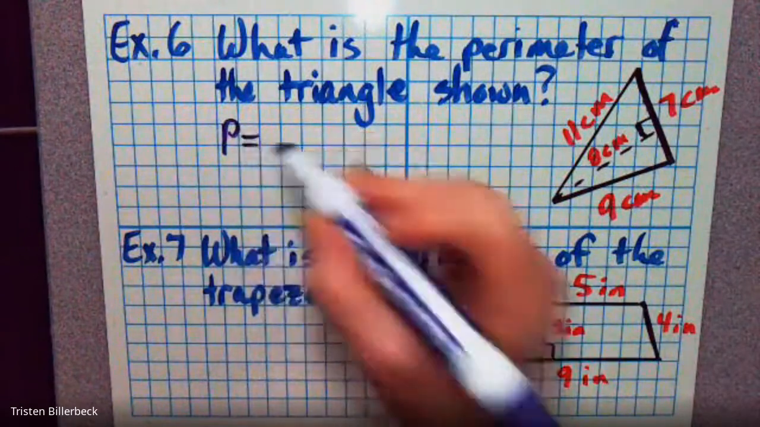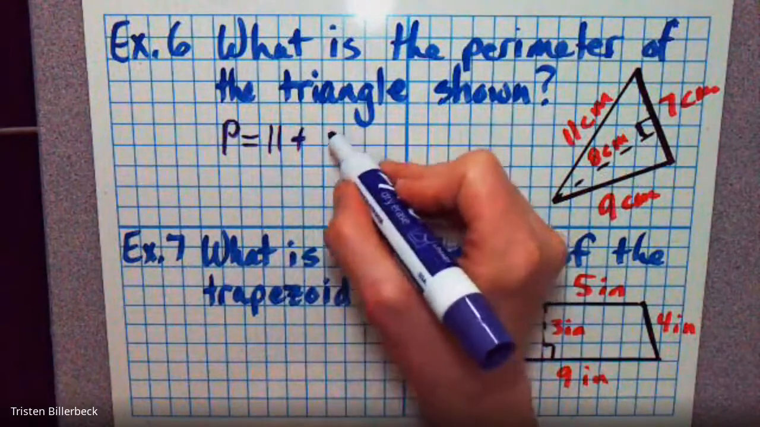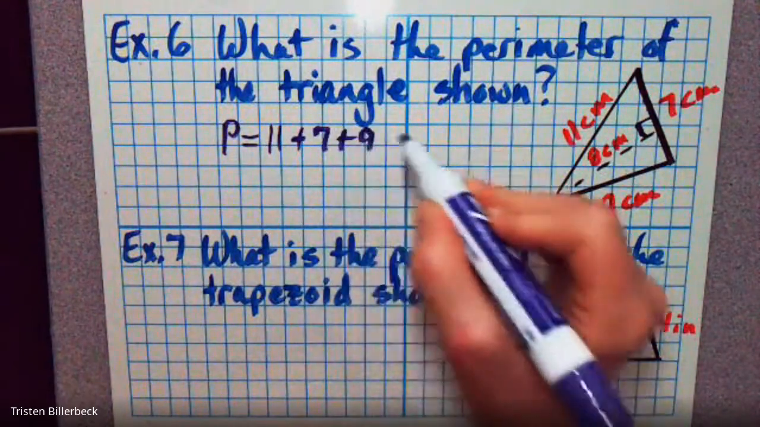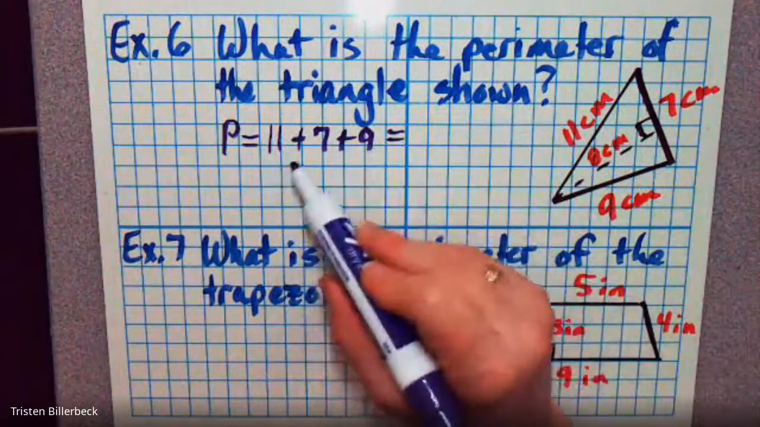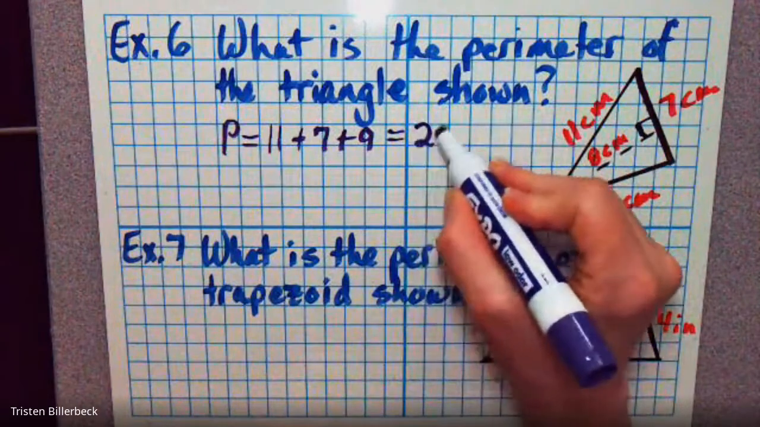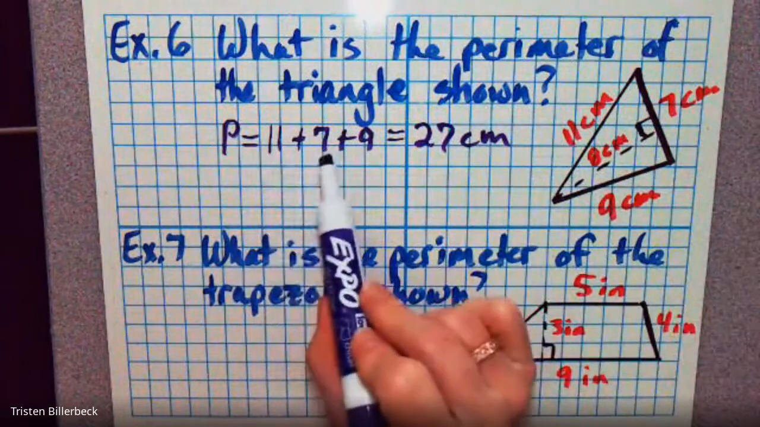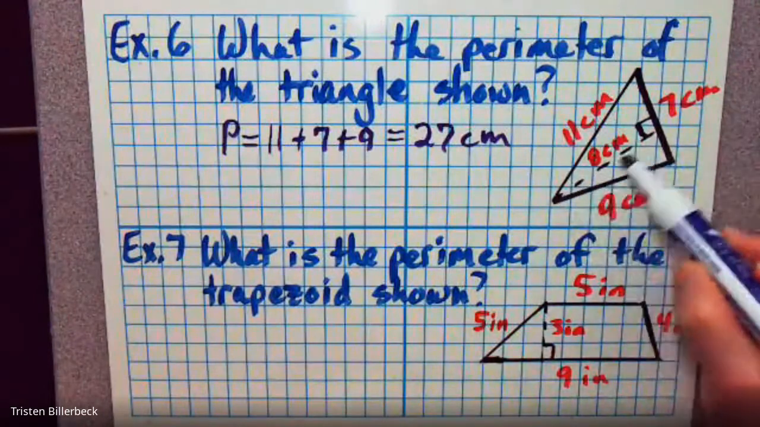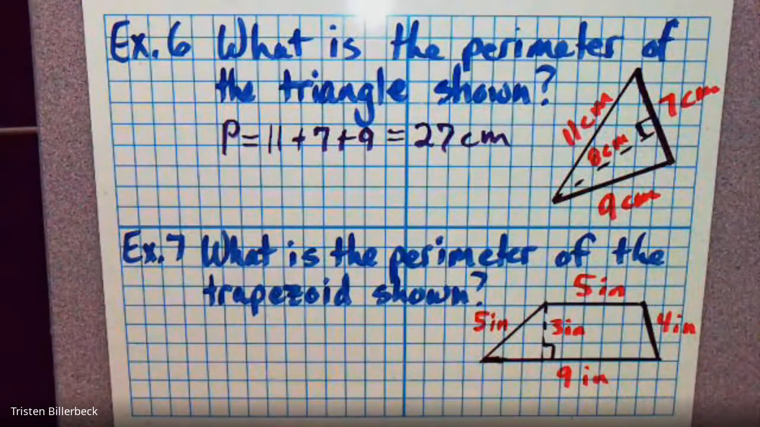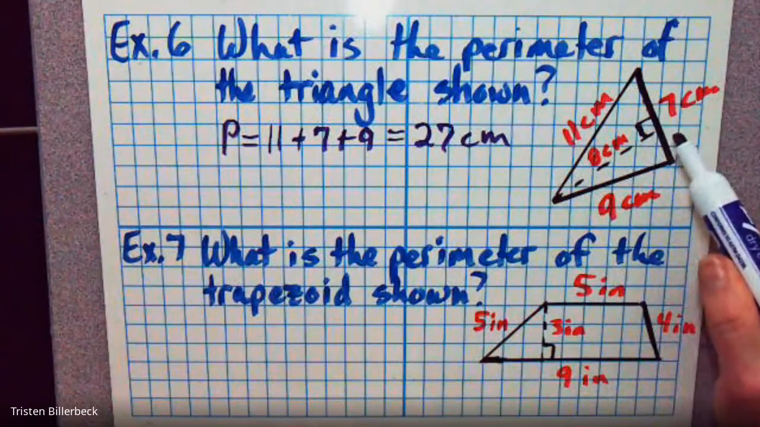So the perimeter happens to be 11 plus 7 plus 9. So that ends up 9 plus 11 is 20, and then we have 27, and that's centimeters. Okay, we could have also done 11 plus 7, which is 18, plus 9 is 27. Okay, now if you're given a height, you don't need height for a perimeter. So that's just to distract you. You only need the height of a triangle when you're finding its area.